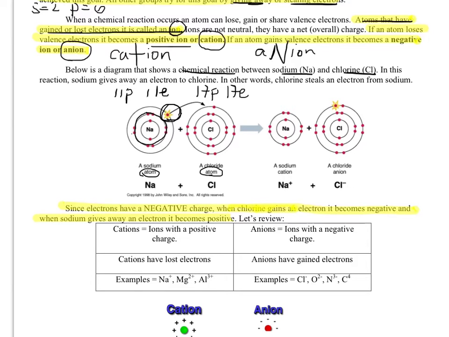Now chlorine is in a slightly different situation. If you look at chlorine's outermost shell, it's got 1, 2, 3, 4, 5, 6, 7 electrons. It's just one away from having a full outer shell. So energetically, just trying to steal and gain 1 electron, that's doable.